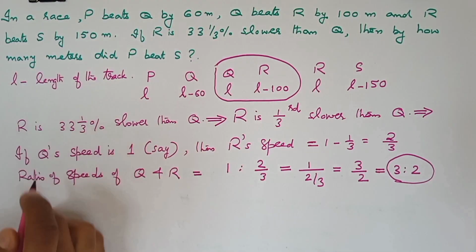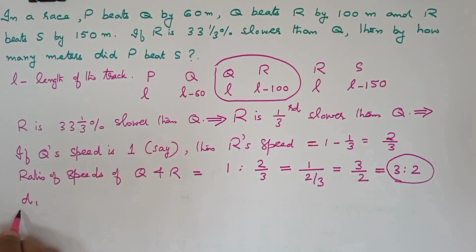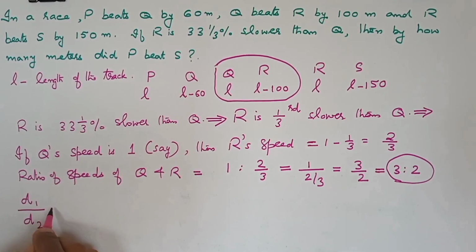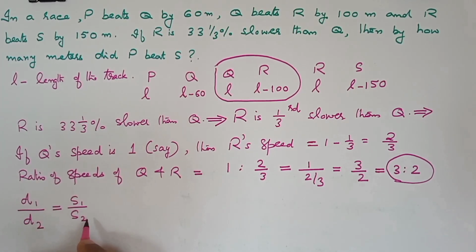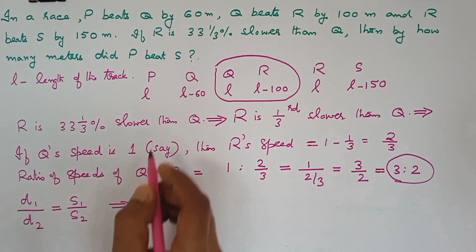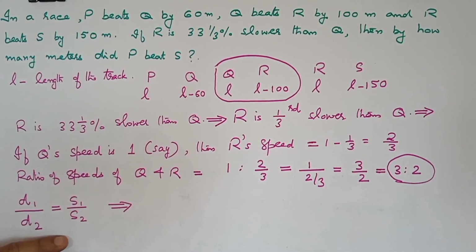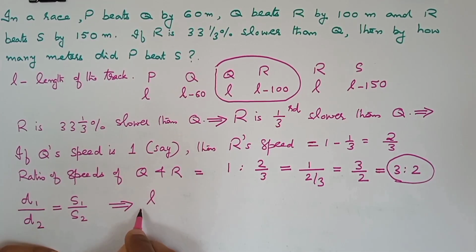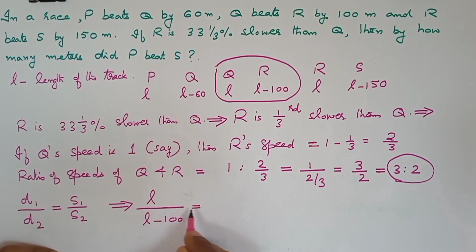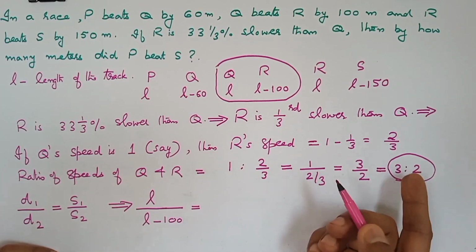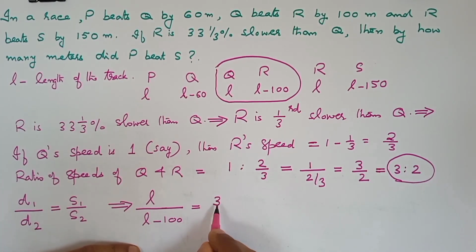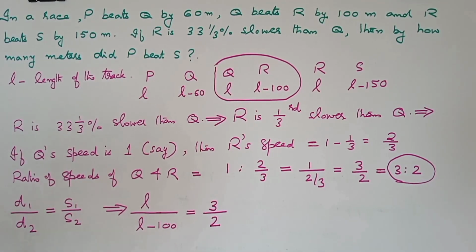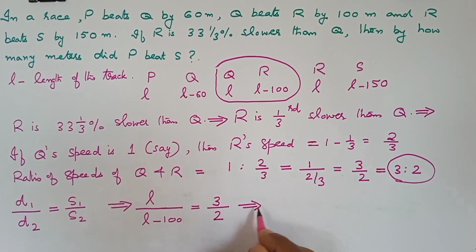Now, as we saw in the previous problem, if two moving bodies cover distances of d1 and d2, when the time is constant, the ratio of their distances will be the same as the ratio of the speeds. Here we are looking at the distances covered by Q and R. Q covers L during the same time R covers L minus 100. This is the ratio of the distances, which is equal to the ratio of their speeds, which we found out to be 3 is to 2. So you have this. Cross multiply, we can easily find out L.